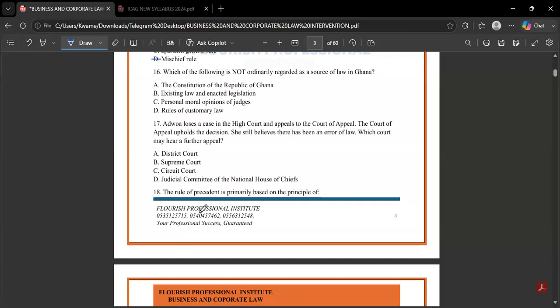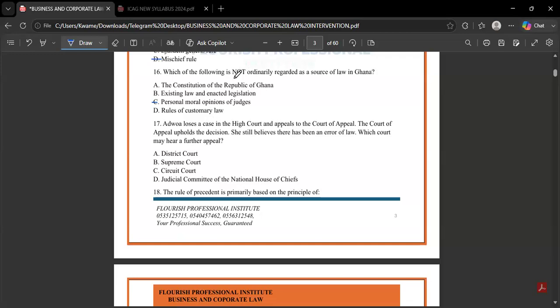I will go for C, because they say personal opinions. Exactly. So if you look at Article 11 of the 1992 Constitution, which states what is law and what are the sources of law, we see that the Constitution is mentioned, existing law and enacted legislation is mentioned, rules of customary law is mentioned. The odd one is personal moral opinions.